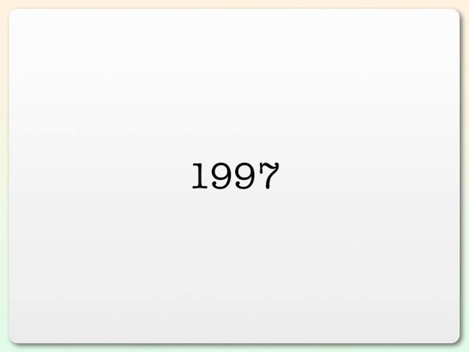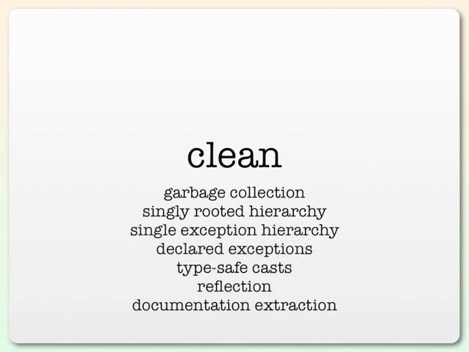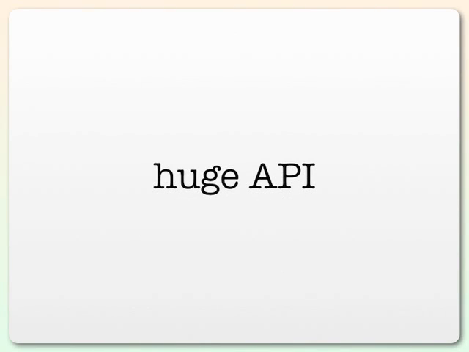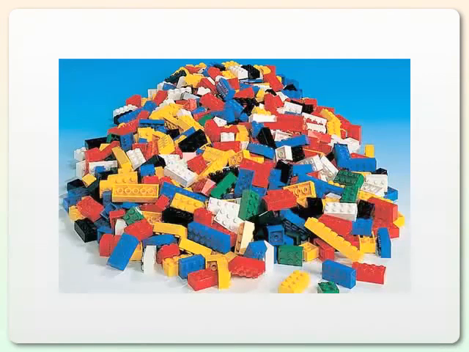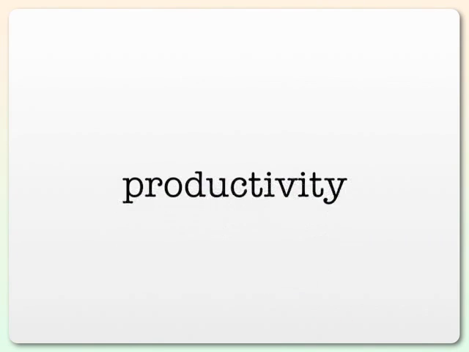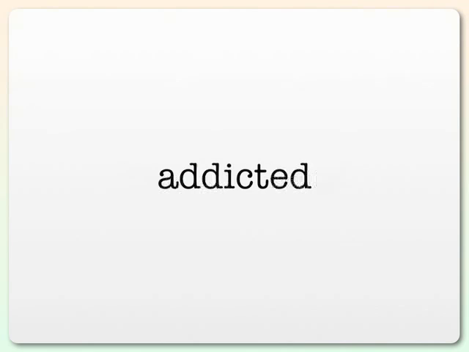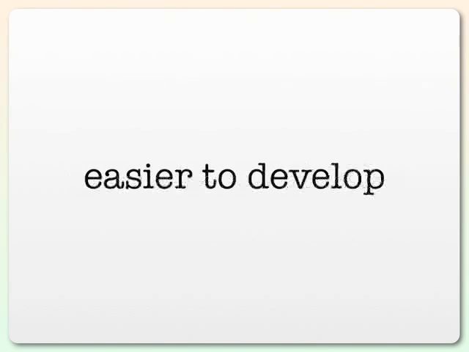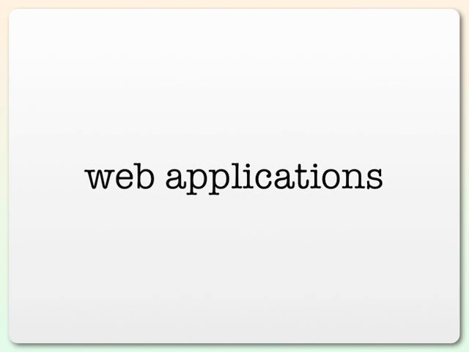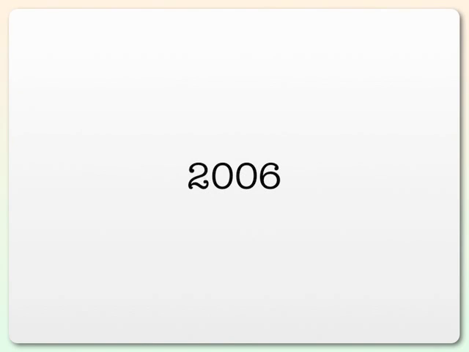In 1997, I caught sight of Java and saw, wow, it's a lot cleaner than C++. Plus, it had a whole bunch of really handy features, with a huge API that made developing applications as simple as just putting together the right blocks. Again, my productivity improved, and I became quite addicted to Java. Unfortunately, I was also blinded to a lot of other technologies that were out there that made it easier to develop web applications, which by the 2000s were the only kinds of applications I was really developing.